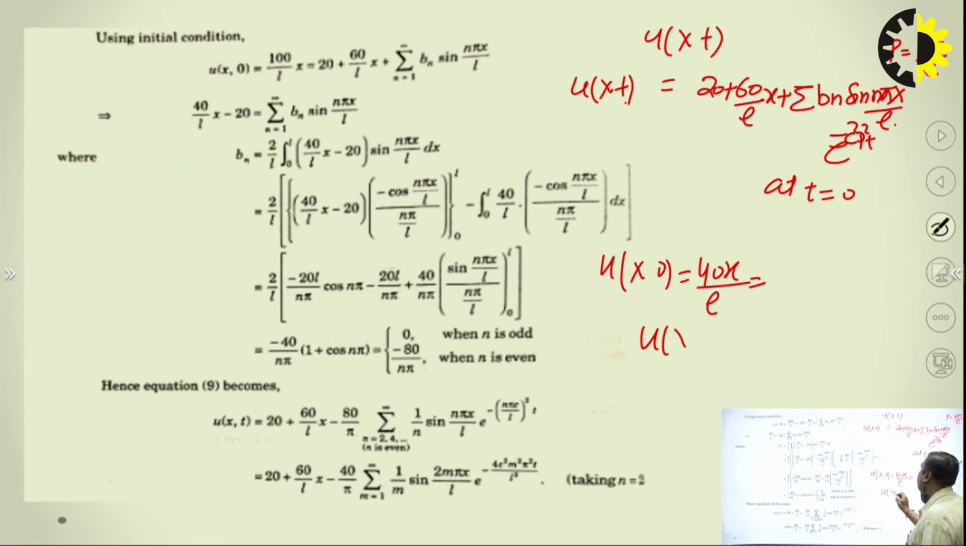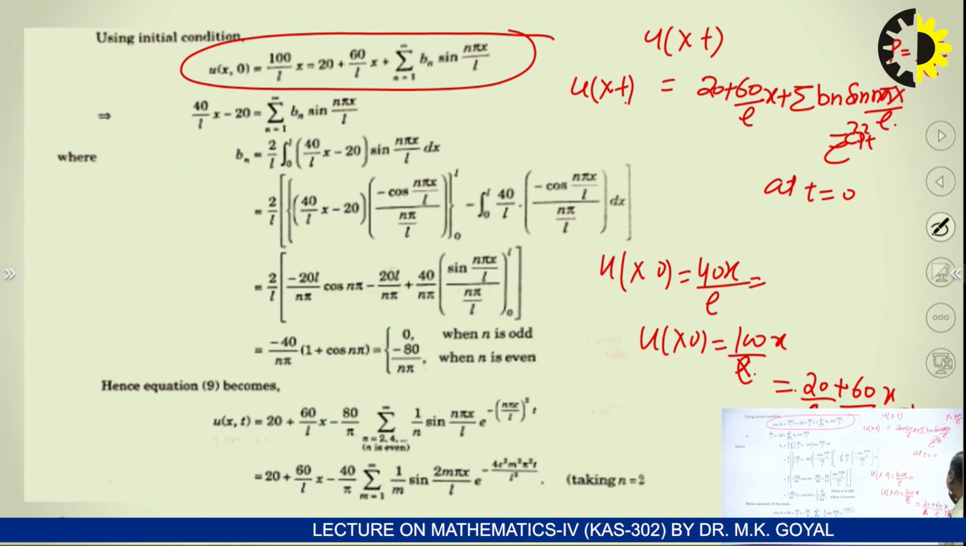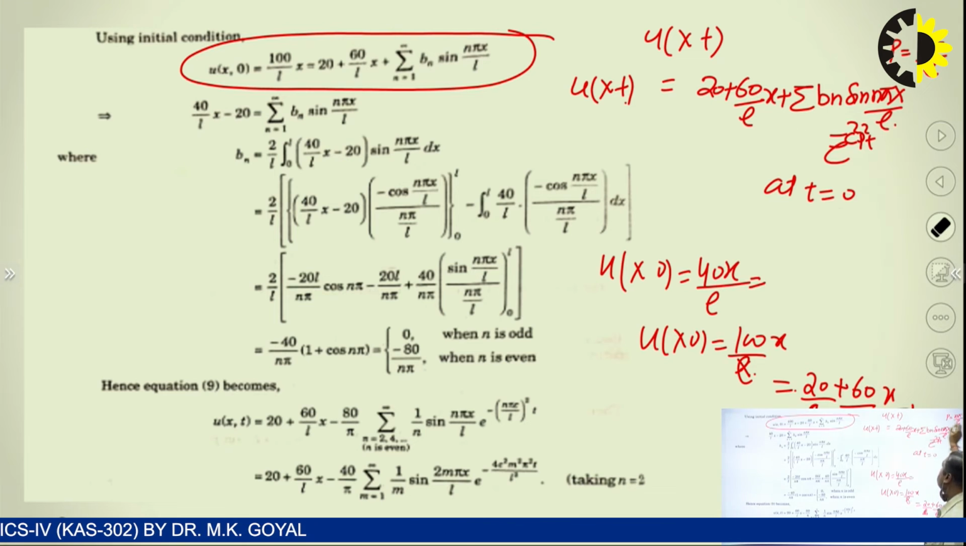u(x,0) = 100x/L, that is 100x/L = 20 + 60x/L + summation Bn sin(nπx/L). This is the factor for this.